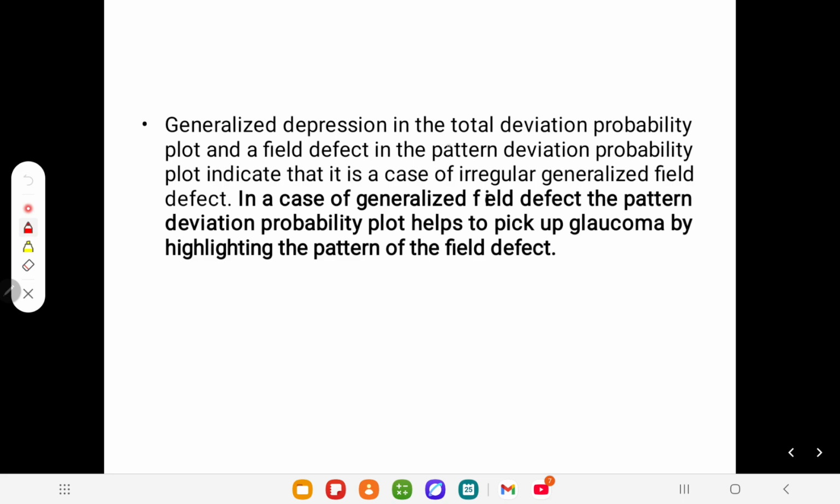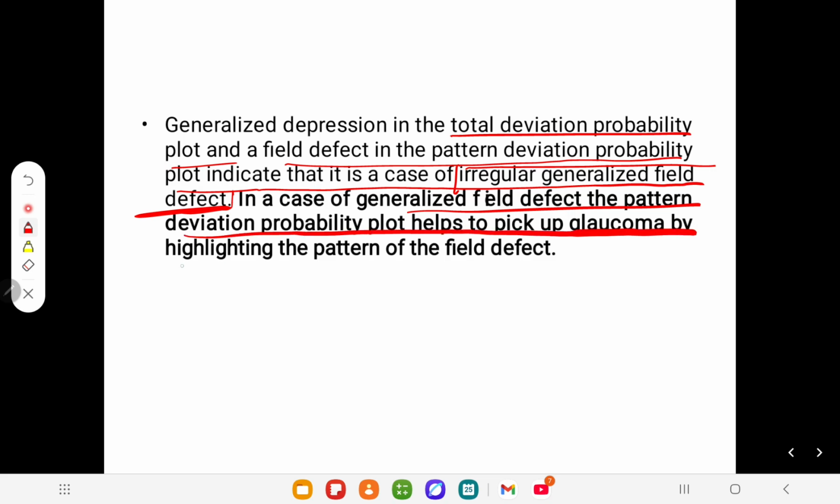Okay, so generalized depression in the total deviation probability plot and field defect in the pattern deviation probability plot indicates that in case of irregular generalized field defect, you want any irregularity to be shown. In case of generalized field defect, pattern deviation probability plots help to pick up the glaucoma by highlighting the pattern deviation. So if there is a generalized field defect, it's very difficult to say whether there is a pattern or not. But whenever we correct that generalized field defect and are left only with the patterns, then it's very easy to recognize the pattern of the glaucoma field defect.